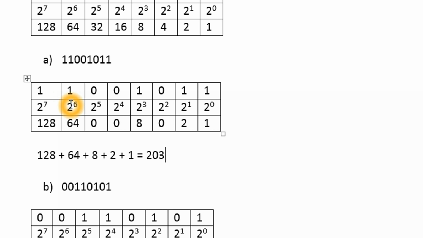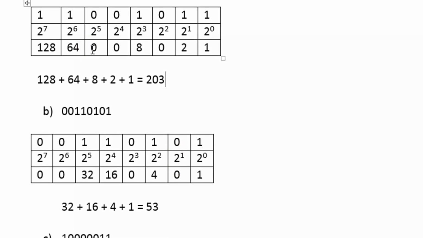The mistake you are most likely to make is forgetting that this is a 6 instead of a 7, because this is the 7th position and this is the 8th position, which is 2 to the power of 7. So just be careful not to do that. If you remember these numbers, you don't have to worry about calculating 2 to the power of. You just know the number, it's quick, it's done.